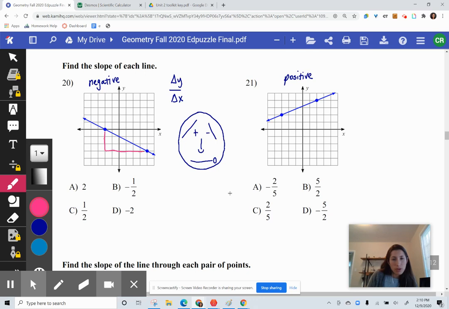So our slope triangle, our vertical change here is 3. That's our change in y. And our horizontal change is 1, 2, 3, 4, 5, 6. And I know that this is a negative slope. So negative 3 over 6, when simplified, is negative 1/2.